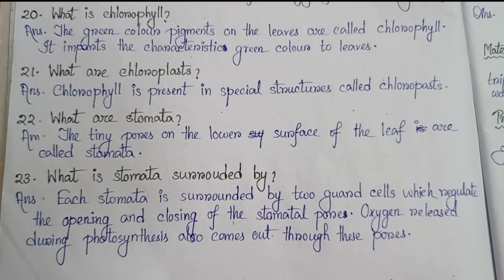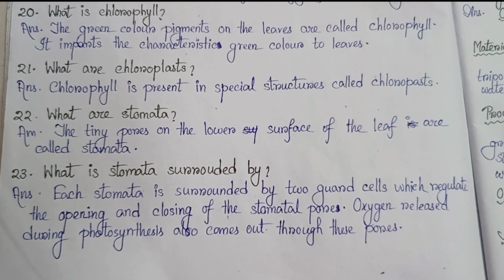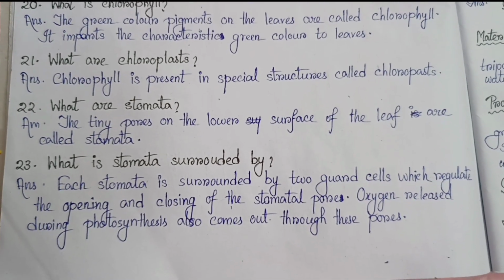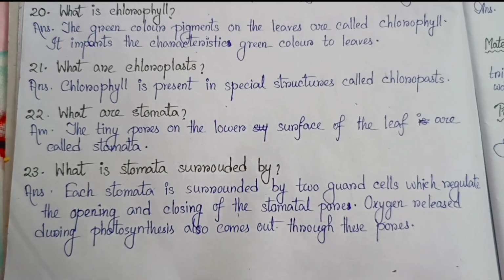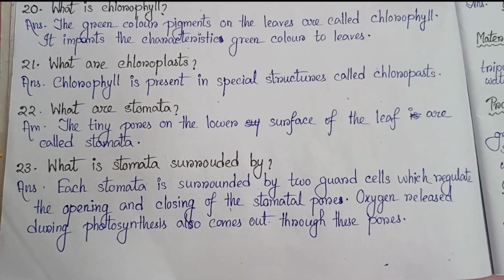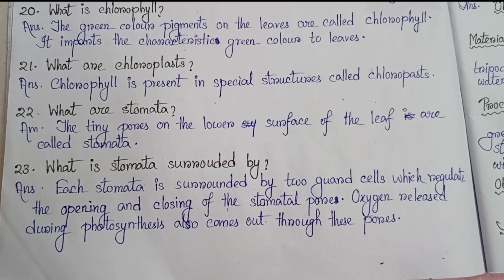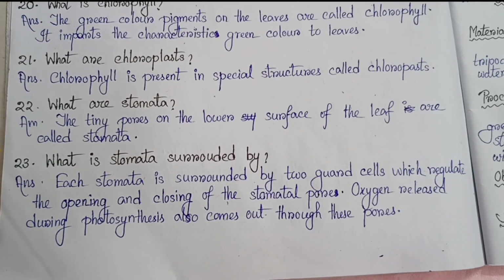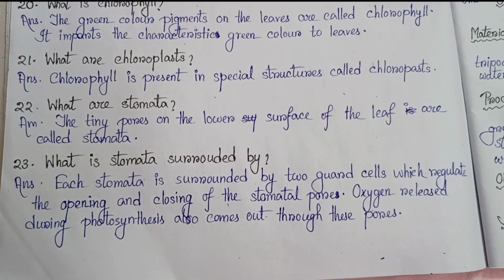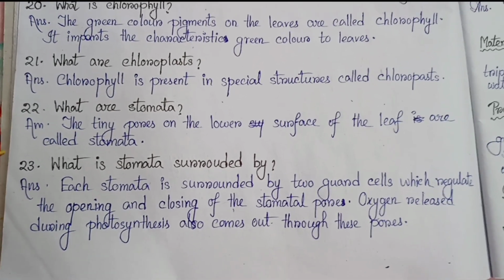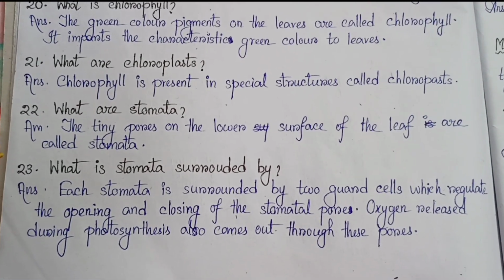Number 22. What are stomata? The tiny pores on the lower surface of the leaf are called stomata. Number 23. What is stomata surrounded by? Each stomata is surrounded by 2 guard cells which regulate the opening and closing of the stomata pore. Oxygen released during photosynthesis also comes out through these pores.